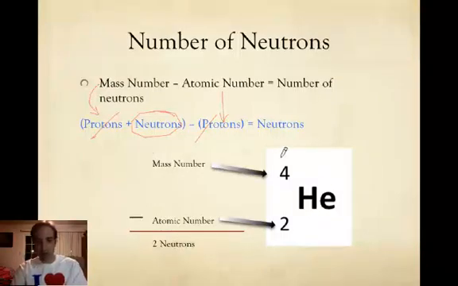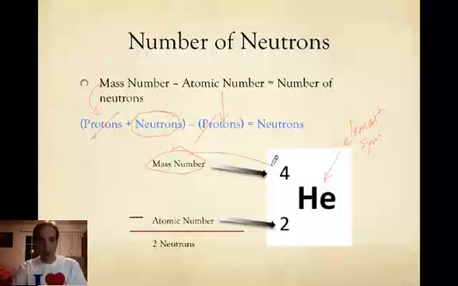Okay? Now if you look at it this way, and you do need to be able to read an element that's written this way, you need to know that this is the symbol that tells you the element. That's the element symbol. Again, this is the mass number. And this is the atomic number. So you need to be able to recognize this and understand what it means.